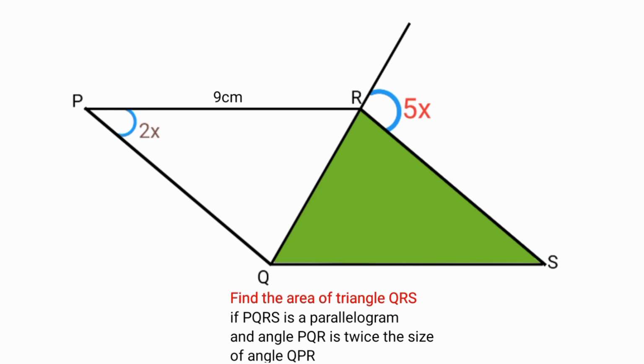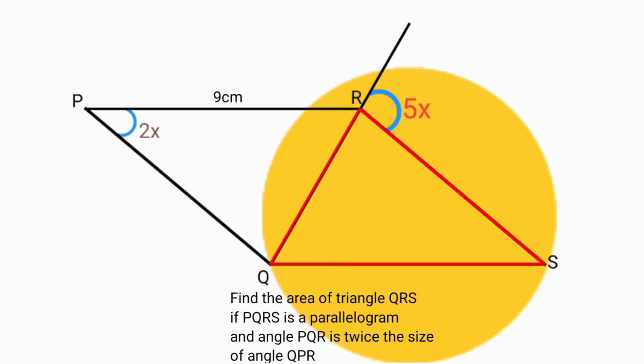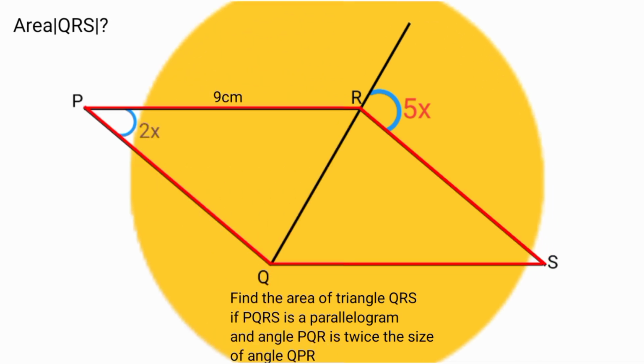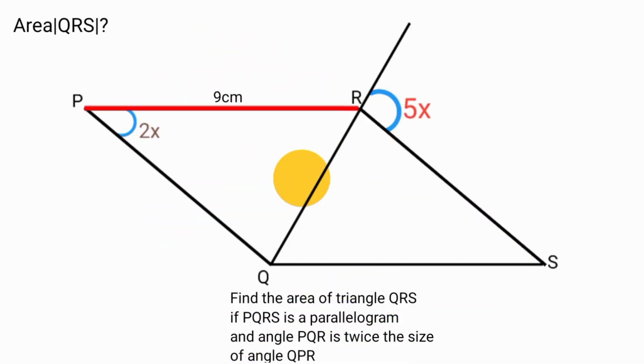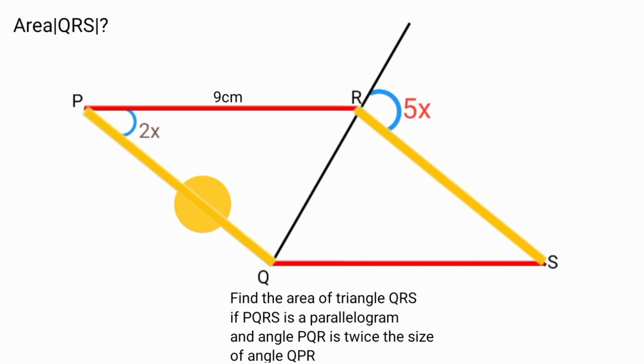Find the area of triangle QRS if the quadrilateral PQRS is a parallelogram and angle PQR is twice the size of angle QPR. So we are asked to find the area of this triangle here, triangle QRS. And they said PQRS is a parallelogram, meaning this line here is parallel and equal to this line, and also this line here is parallel and equal to this line.